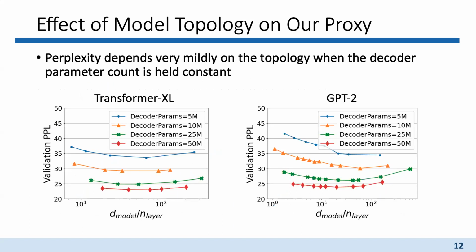Now let's see if the model topology affects how well the decoder parameter count proxy works. For a given budget on decoder parameter count, we sampled different architectures that range from deep narrow models with over 100 layers to shallow wide models with only 2 layers but model dim of more than 1200. As you can see, the validation perplexity stays largely the same regardless of the topology as long as the decoder parameter count is fixed.